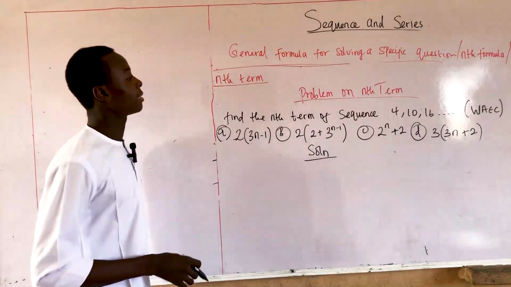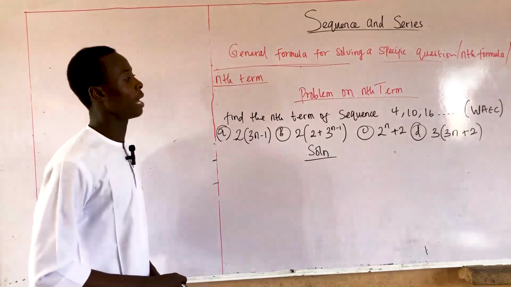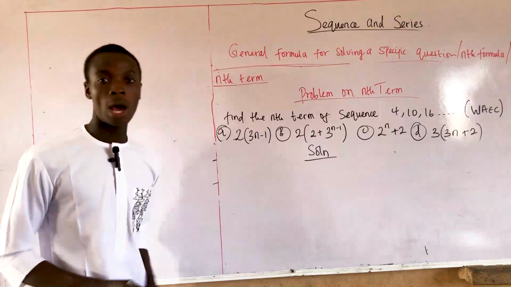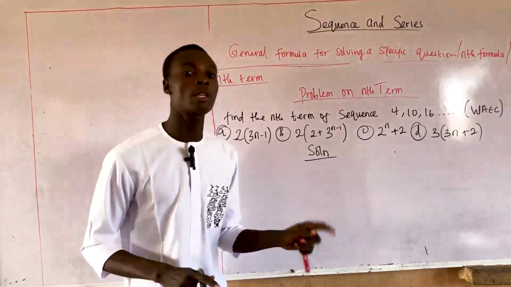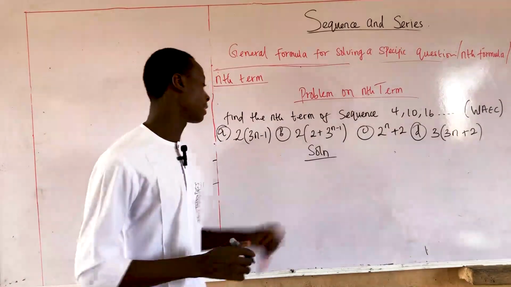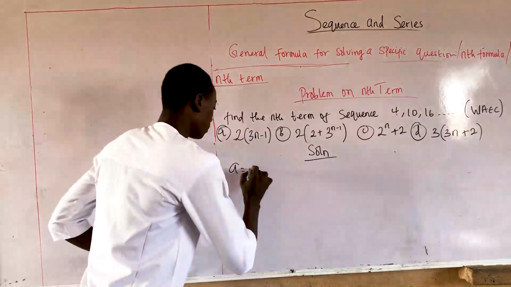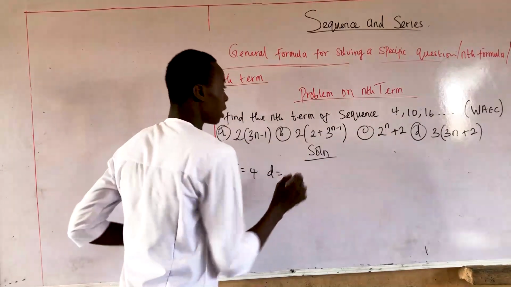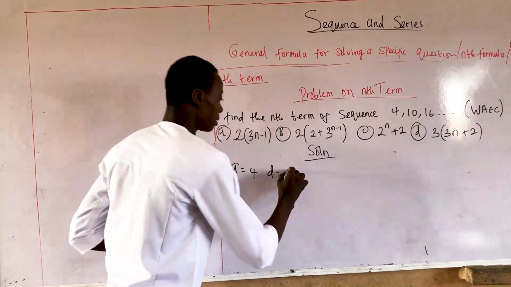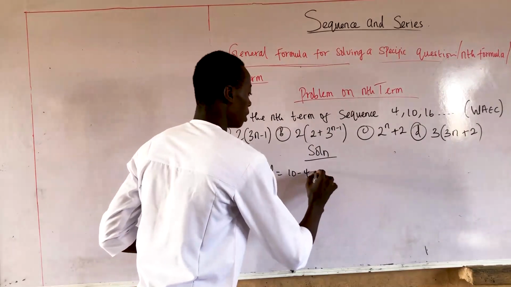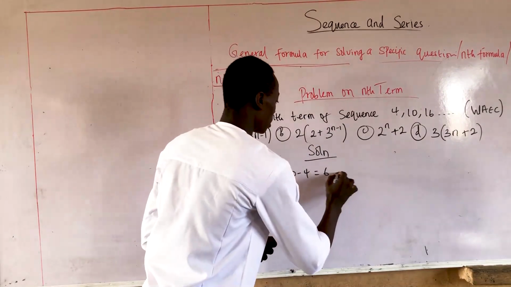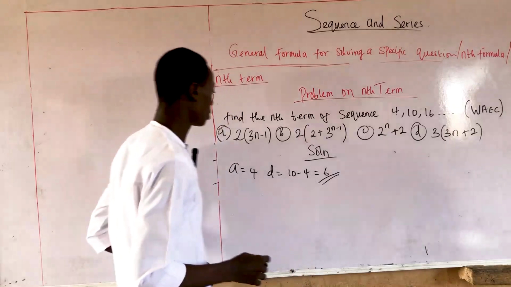Solution. Find the nth term of the sequence 4, 10 and 16. This is a typical WAEC question. Remember, we only need the first term and the common difference to find the nth term, right? So what is our first term here? 4. Our common difference is what? Second term minus the first. Our second term is 10. Our first term is 4. 10 minus 4 is 6. So our d is equal to 6, right?